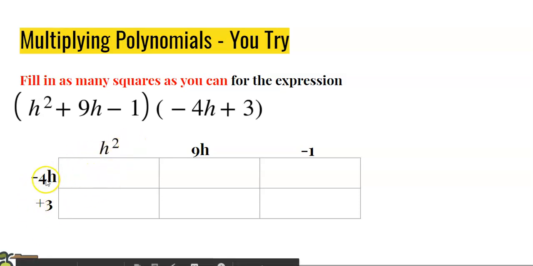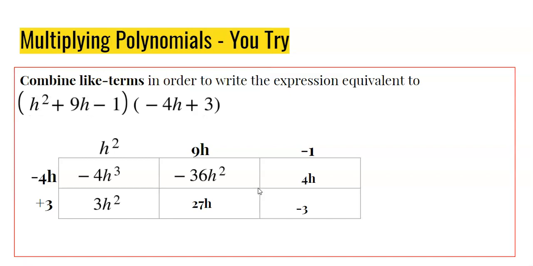So h squared times negative 4h. Well, negative 4 will stay since it's our only number. We'll do h squared times h, which will be h cubed. And try to fill this out on your own. I'm going to show you the answer now. So this is what you should have gotten for your box. We would have 9h times negative 4h. 9 times negative 4 is negative 36. h times h is h squared. Negative 4h times negative 1. Negative times negative is positive. Negative 1 times negative 4 is positive 4.